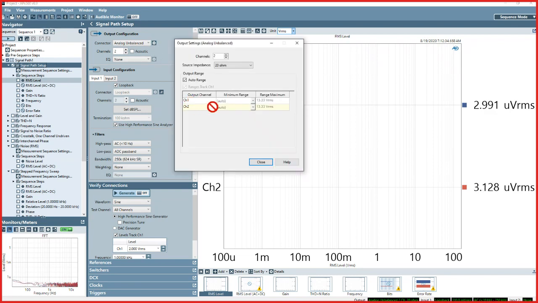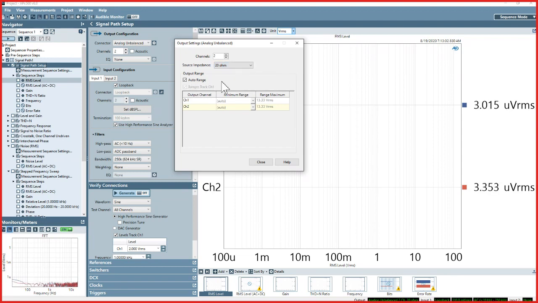For both unbalanced and balanced, some of the choices available are the source impedance of the signal generator. Generally speaking, this is left at the defaults unless there's a specific use case. So for example, matching the impedance of a circuit, or in particular, there are still some classic 600 ohm circuits in the field.